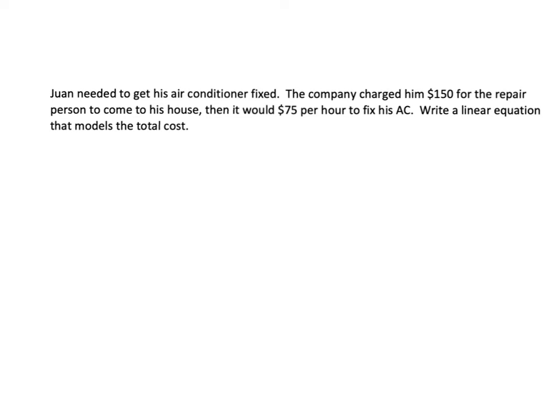So first thing we need to find is our slope, our M. This is the constant rate of change. So how much each month, each week, in this case, each hour, constant rate of change. So if we take a look at it, it would be $75 per hour to fix his AC. So that is our slope.